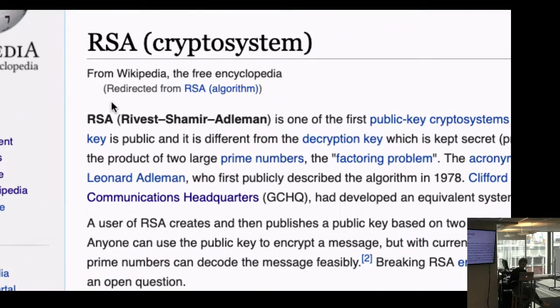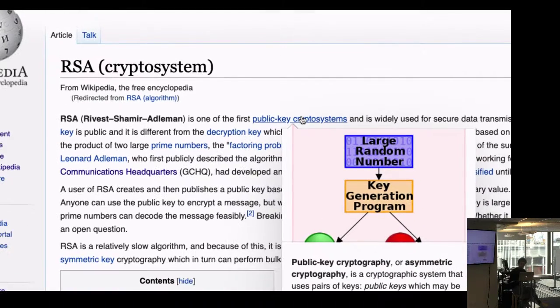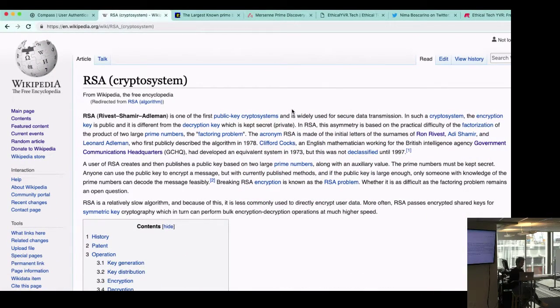Rivest, Shamir, and Adleman. It's one of the first crypto systems. A crypto system would be a collection of algorithms that make up an entire system for encrypting and decrypting and sending messages back and forth. It's one of the first public key crypto systems, and it's still widely used for transmission of data securely. So a crypto system for us, such as RSA, is going to rely on a couple things.